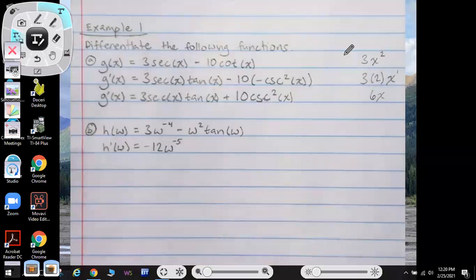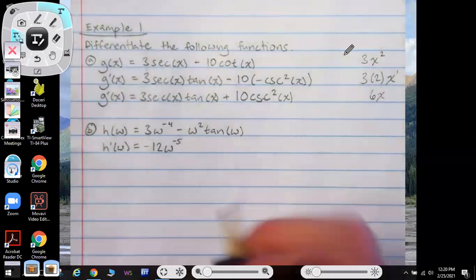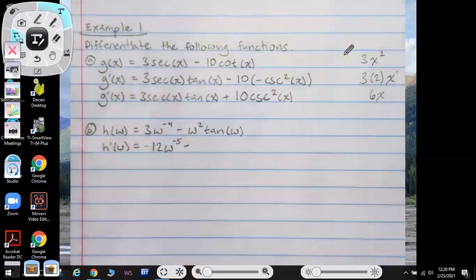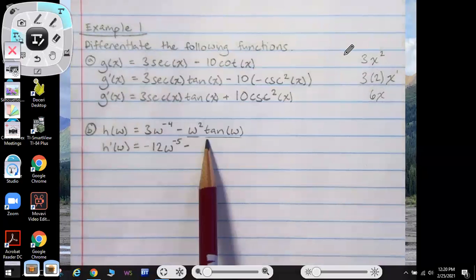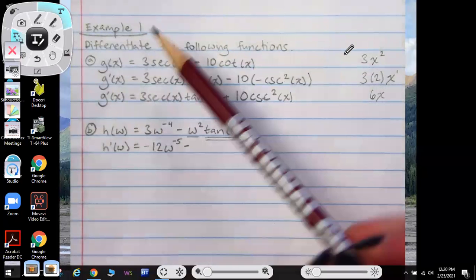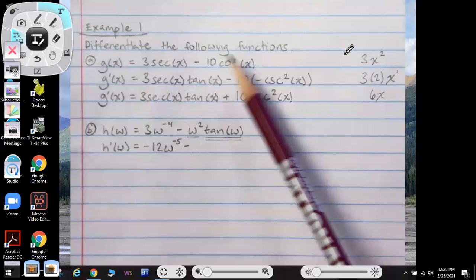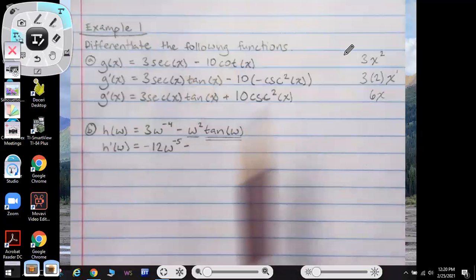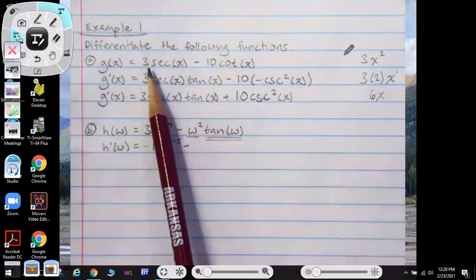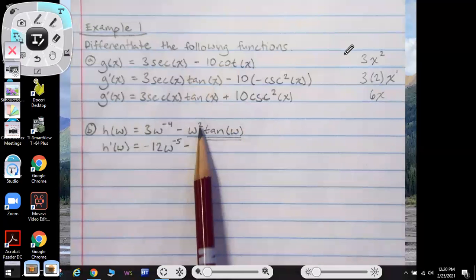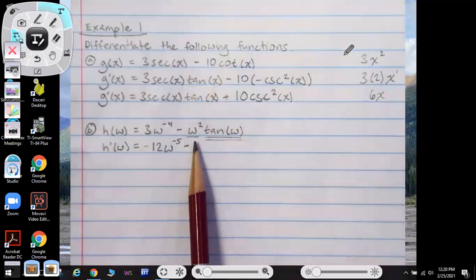Second part, minus w squared times tangent of w. We have to do something a little bit different here. We can still subtract. That's going to stay the same. But then what we have is 2 functions being multiplied together. In example A, those were just constants, a 3 and a negative 10, being multiplied by these trig functions. There's no variable. Now we have a variable in this first part. It's not just a coefficient anymore, it's another function. So what we have to do with this part is use the product rule.